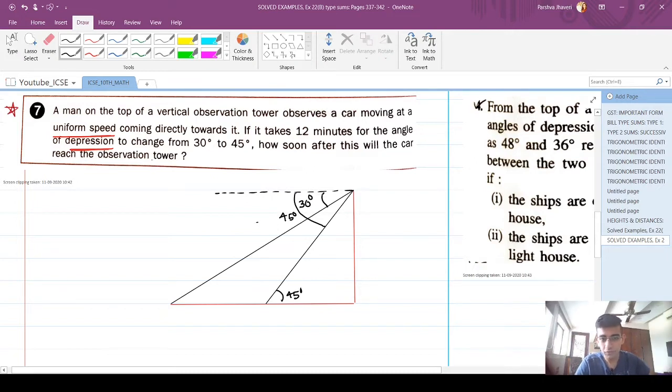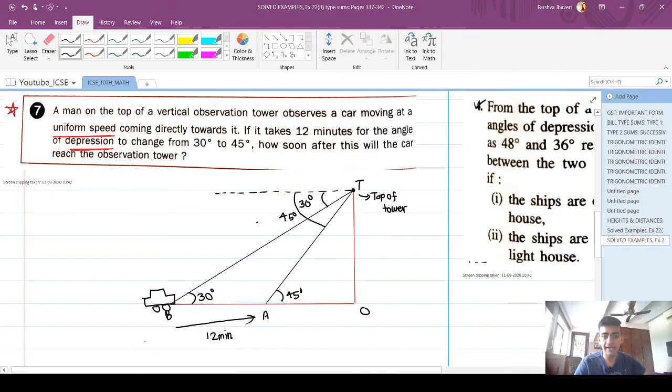Alright. So if you use properties of parallel lines, this 30 degrees and this are interior alternate angles. Same for 45, interior alternate angles. Now let's just name it O, A, B, and let's call this T because the man was over here on top of the tower. They've said whatever car was there over here, there was some car over here. In 12 minutes, he came from B to A.